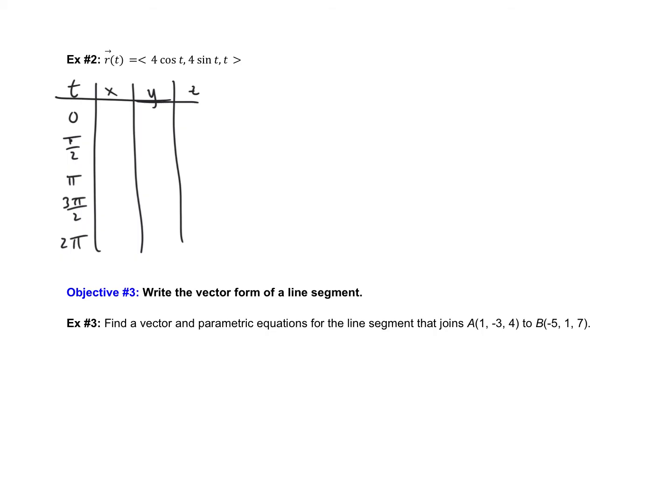So if I plug in 0 to the above equation, I'm going to get 4, 0, 0. Pi over 2 will give me 0, 4, pi over 2. Pi is going to give me -4, 0, pi. And then we get 0, -4, 3 pi over 2. And then 4, 0, and 2 pi. Okay, so this is a little interesting. What we see is between x and y, it looks similar to what we had before with the previous example. We have a circle. But then what this z value is doing is it's a circle almost moving up.